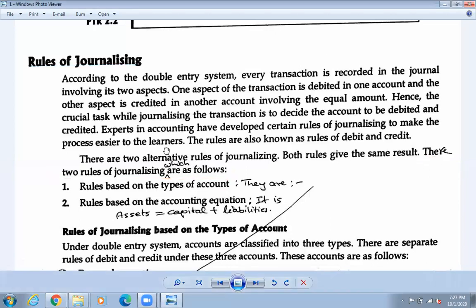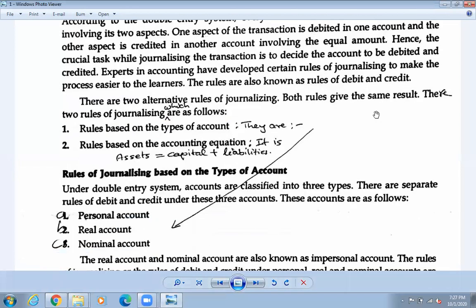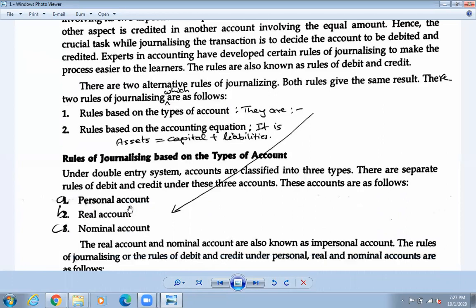So there are two types of journalizing which are as follows. Number one will be rules based on types of accounts. So what are they? There are three types of accounts. Number A is personal account, number B is real account, and number C is nominal account. Okay, so three types: personal, real, and nominal account. We'll discuss them just after this.